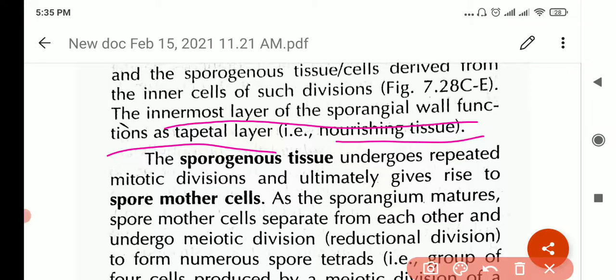Just like in humans, we have placenta, no? In plants, there's no such thing as placenta. It is your tapetum, okay? It acts like a placenta. It sends the food from the surrounding leaf, okay? It is your nourishing tissue, okay? Nourishment, food. It will send to those sporogenous cells, okay?